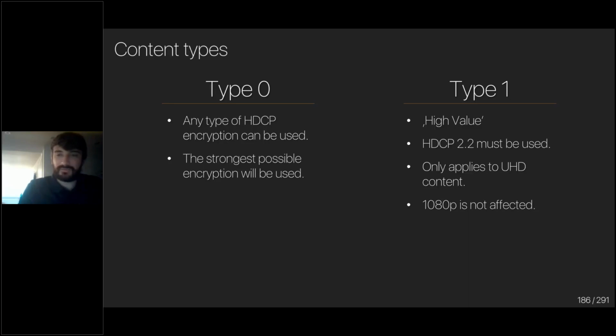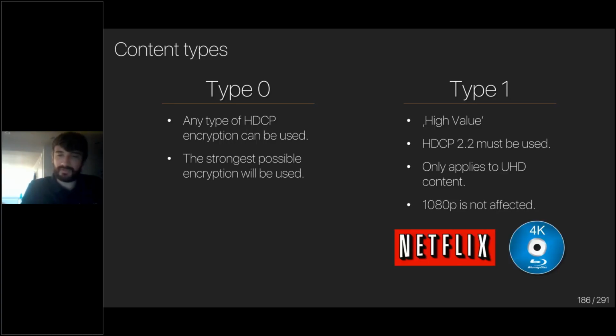Type 1 is the sort of high value content, which is where HDCP 2.2 must be used. It only applies to UHD or 4K content. And if you have one device in the signal path that doesn't support 2.2, then you won't get any picture. But 1080p is not affected. So in that case, if you just drop down the resolution to 1080p, you should be able to view the content. We already have this with Netflix and its UHD content being type 1, and UHD Blu-rays are type 1.